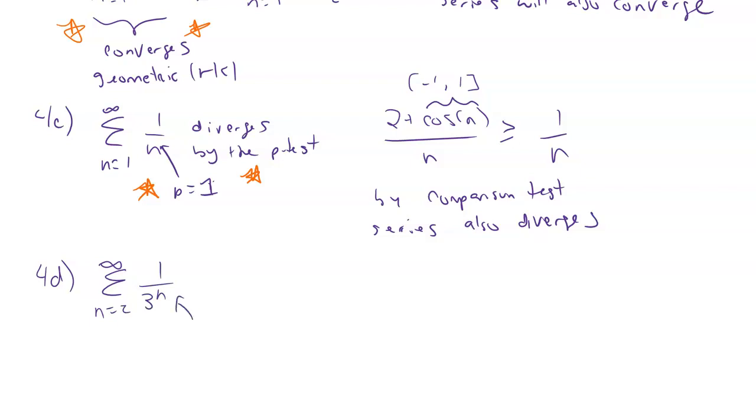He converges. Right? It's a geometric. R equals 1/3, which is less than 1. Okay, now what about this?